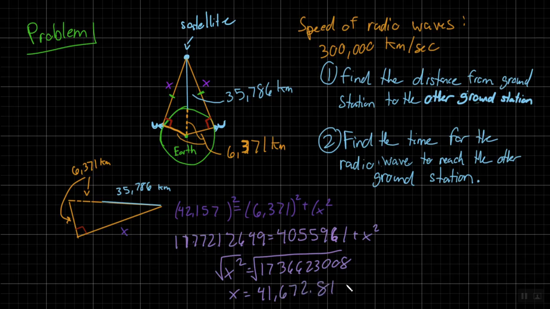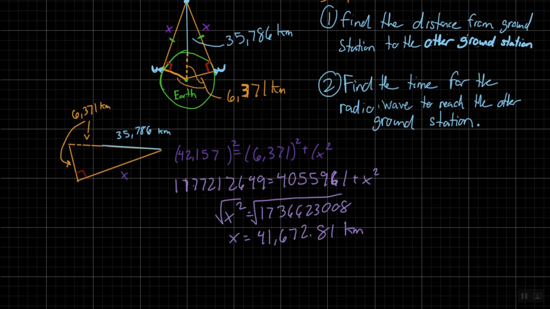41,672.81. We'll call it that. What's my label? Am I done? No, because I only went from the ground station to the satellite, right? And I need to go back from the satellite to wherever the message is going. So what do I have to do to this number?